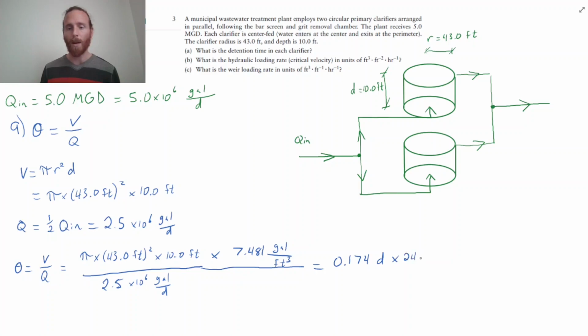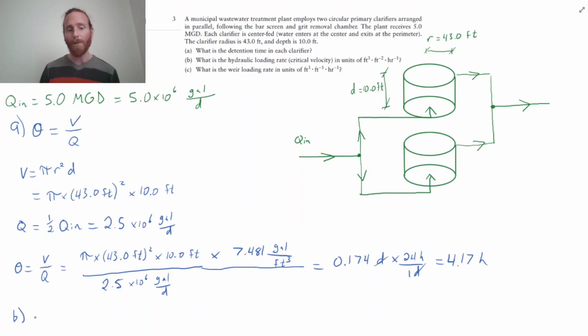So we have 24 hours in one day. Days will cancel out. And that gives us 4.17 hours. That's our detention time. Part A is done. So part B, we're asked for the hydraulic loading rate.